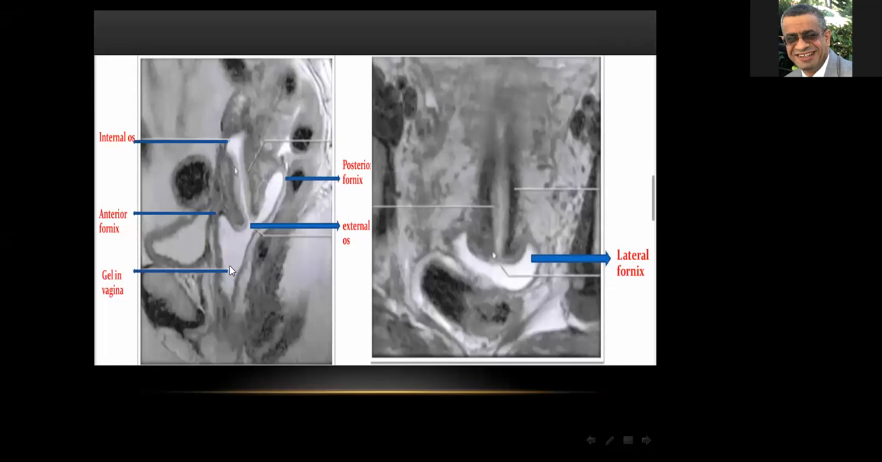Also, we can put gel in the vagina to see the configuration of the vagina on T2 weighted MRI. Here there is the anterior fornix, posterior fornix, internal os of the cervix, and external os. Here we can see the lateral fornices of the vagina.